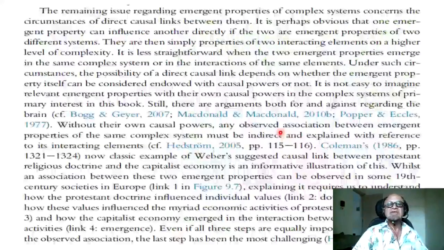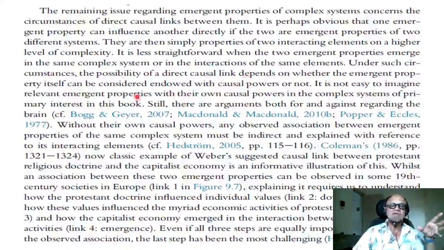Okay, so the remaining issue regarding the emergent properties of complex systems concerns the circumstances of direct causal links between them. It is perhaps obvious that one emergent property can influence another directly if the two are emergent properties of two different systems. They are then simply properties of two interacting elements on a higher level of complexity. It is less straightforward when the two emergent properties emerge in the same complex system or in the interaction of the same two elements.